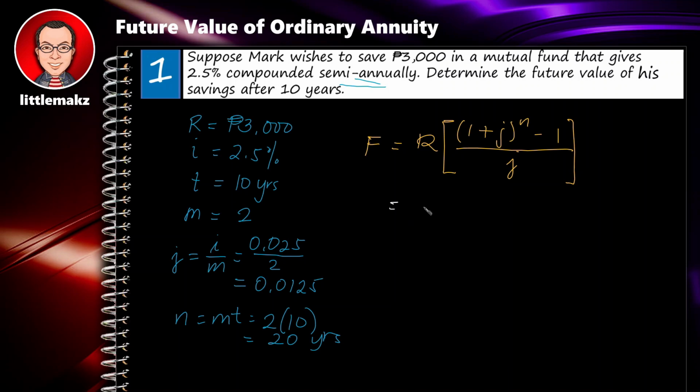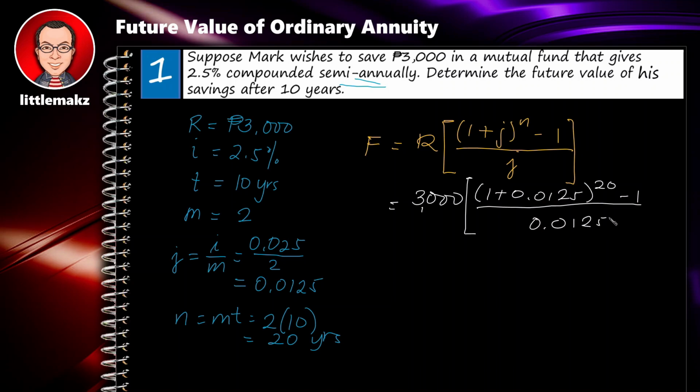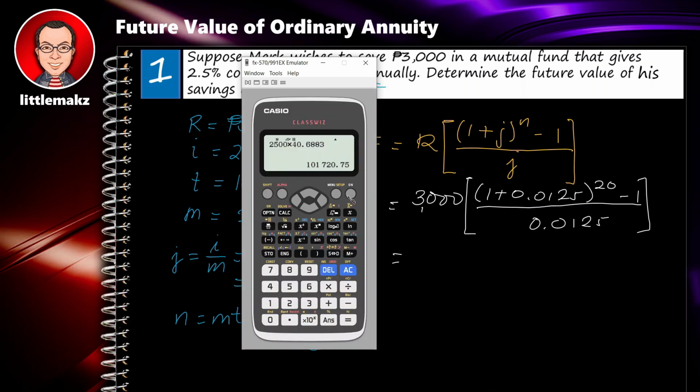We have your R is 3,000 and 1 plus J is 1 plus 0.0125 raised to the power of 20 minus 1. This is divided by J, 0.0125. Let's go ahead and try to calculate this one. We will use our calculator.